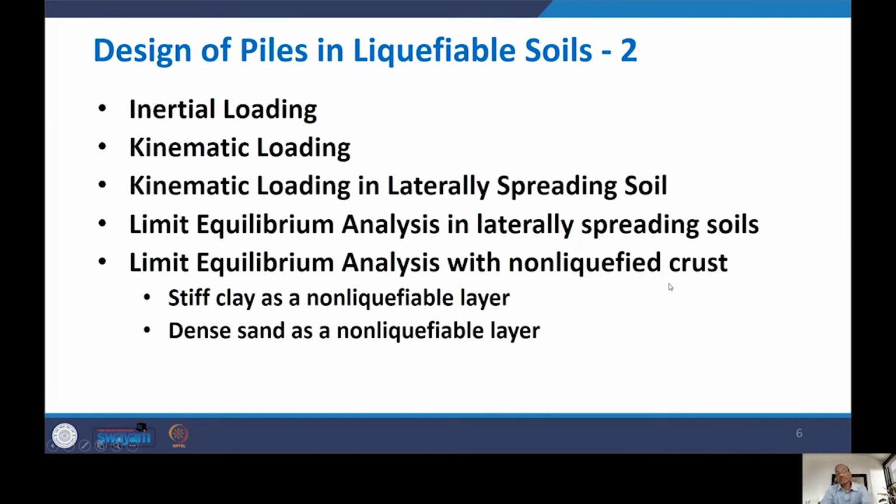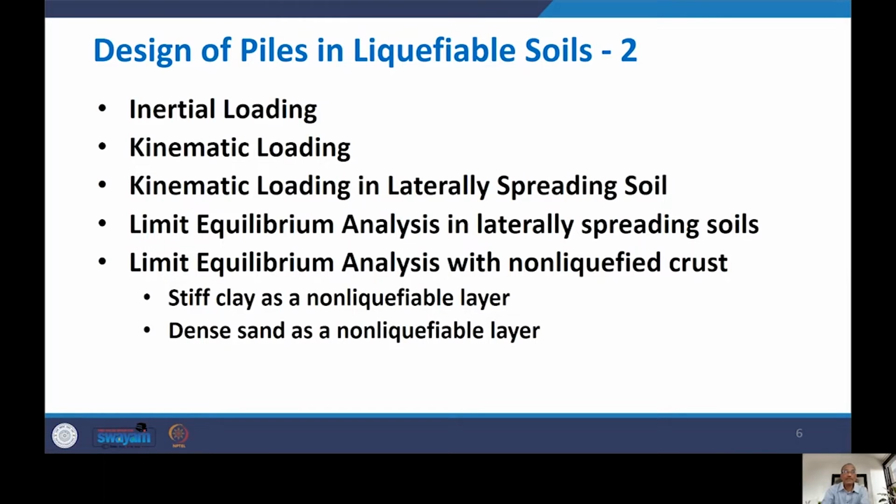Now coming to the second lecture on liquefiable soils, what we are going to talk about today is, first, inertial loading, then kinematic loading, then kinematic loading in laterally spreading soil, then limit equilibrium analysis in laterally spreading soils, and limit equilibrium analysis with non-liquefied crust. And when we discuss this with non-liquefied crust, two cases will be discussed. One is stiff clay as a non-liquefiable layer. Another is dense sand as a non-liquefiable layer on the top. So let's discuss the first one, inertial loading, before we come to kinematic loading.